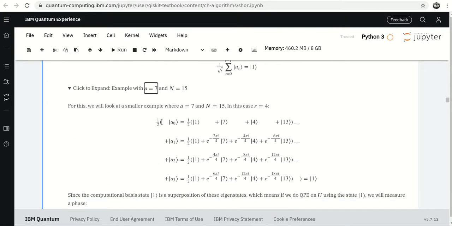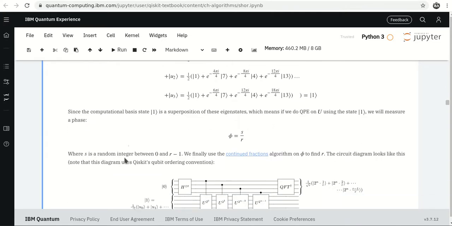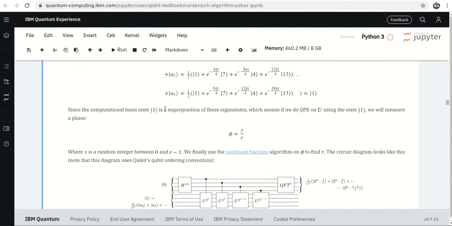So the sum of u0, u1, u2, u3 and so on equals the state 1. Since the computational basis state is a superposition of these eigenstates, if we do QPE on U using the state 1, we will measure a phase of this form. And by this value, we can easily get r.